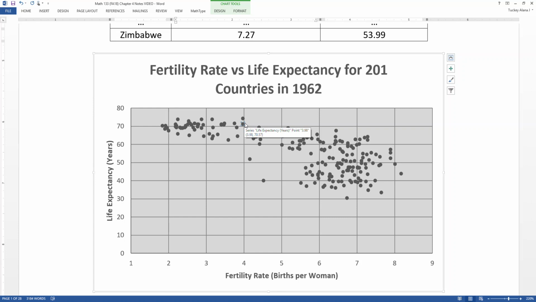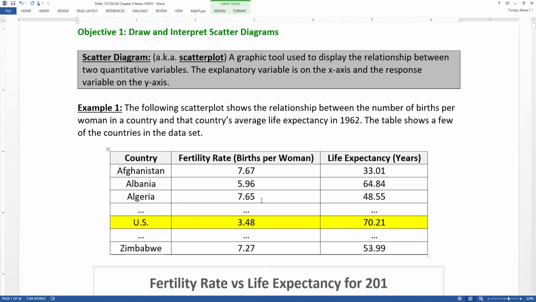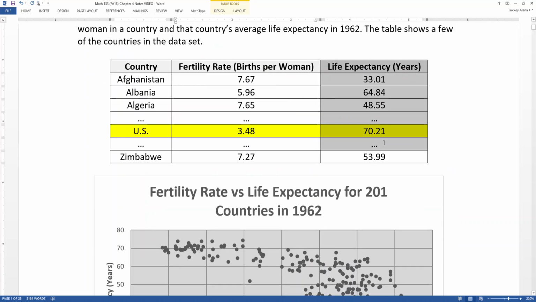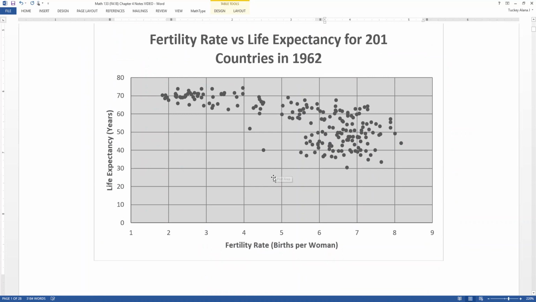And there's an X and a Y for each of these countries. So the X being the fertility rate, these numbers right here. So you go over whatever that X value is, and then you go up whatever this Y value is, and you put a dot for each of the countries. And ta-da, there you have it.